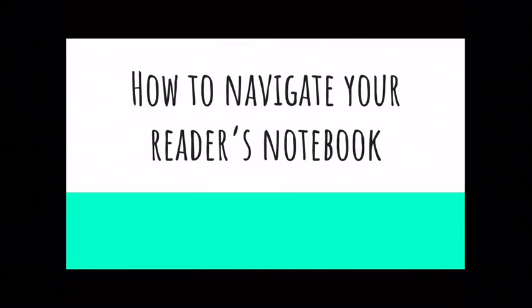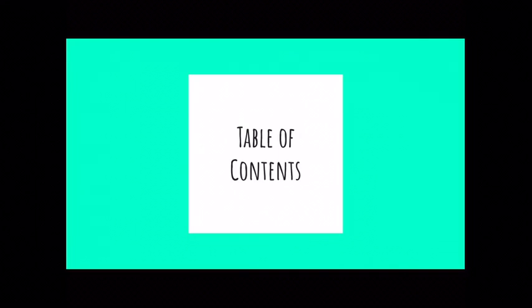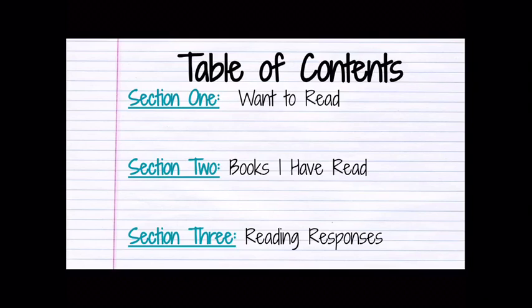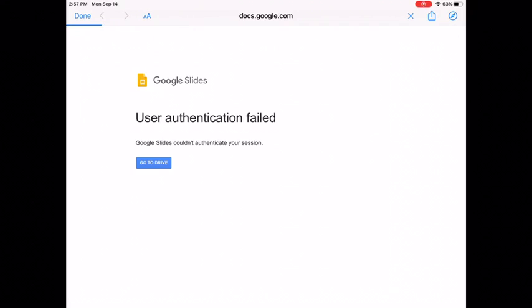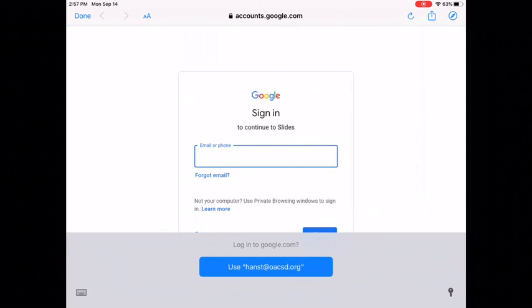Now, let's try the next step. How to navigate your reader's notebook. Now, after the cover page, the very first thing you're going to see is the table of contents. Your table of contents is going to look a little like this. It's going to have a few more sections, but this is an example. Now, when you click on section 1 or section 2 or section 3 or any of the headings that are in blue, that is a link, and it's going to take you right into Slides.